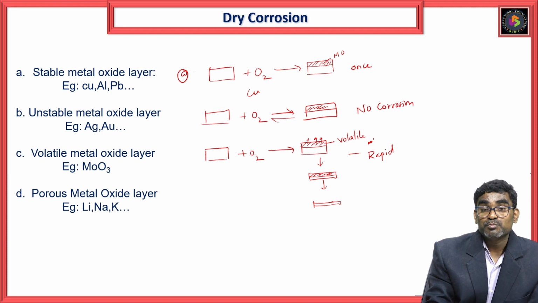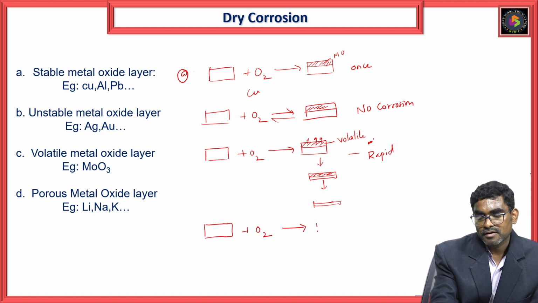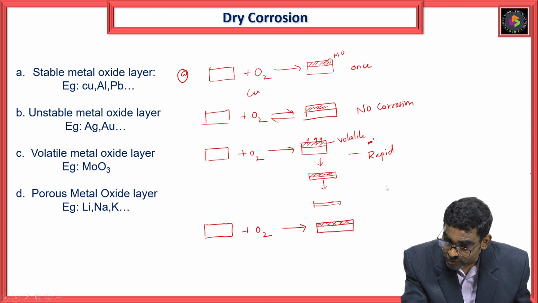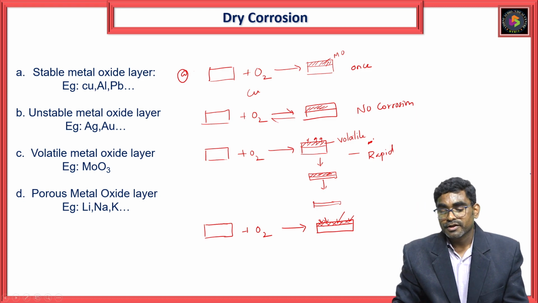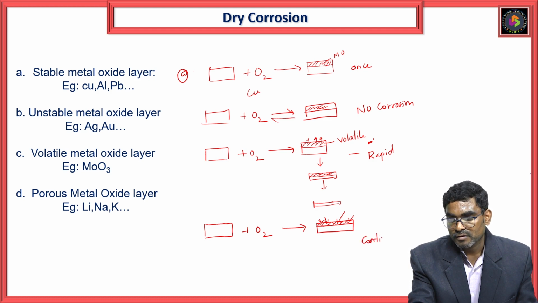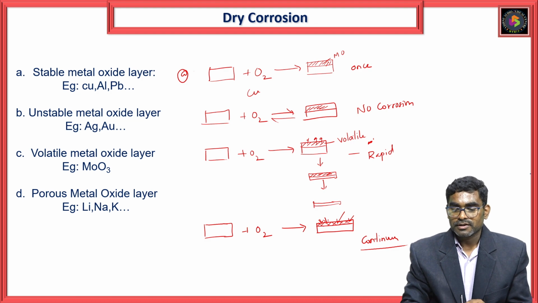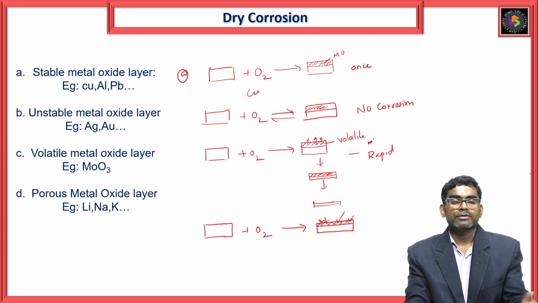And finally, if the metal oxide layer is porous, like a metal reacts with oxygen and forms a metal oxide layer. Porous means it is discontinuous, meaning this metal oxide layer has some pores, some cracks. From this cracked area, there is a provision for atmospheric oxygen to enter. So here continuous corrosion takes place. Okay, so likewise corrosion continues. Example: lithium, sodium, potassium.